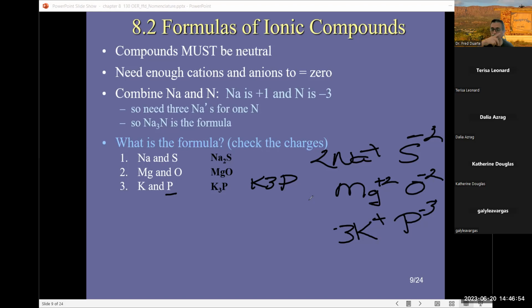Notice that I have not used Roman numerals. Sodium sulfide, magnesium oxide, potassium phosphide. Why haven't I used Roman numerals to name these compounds?